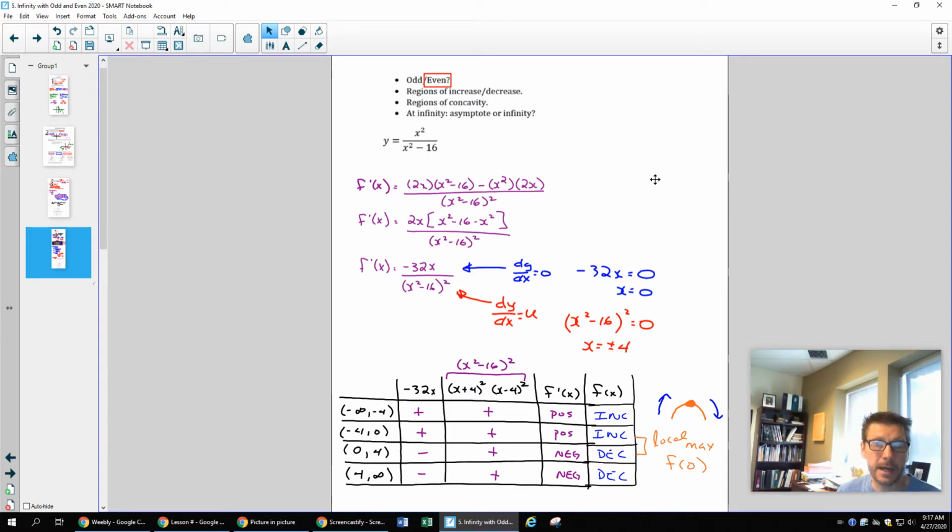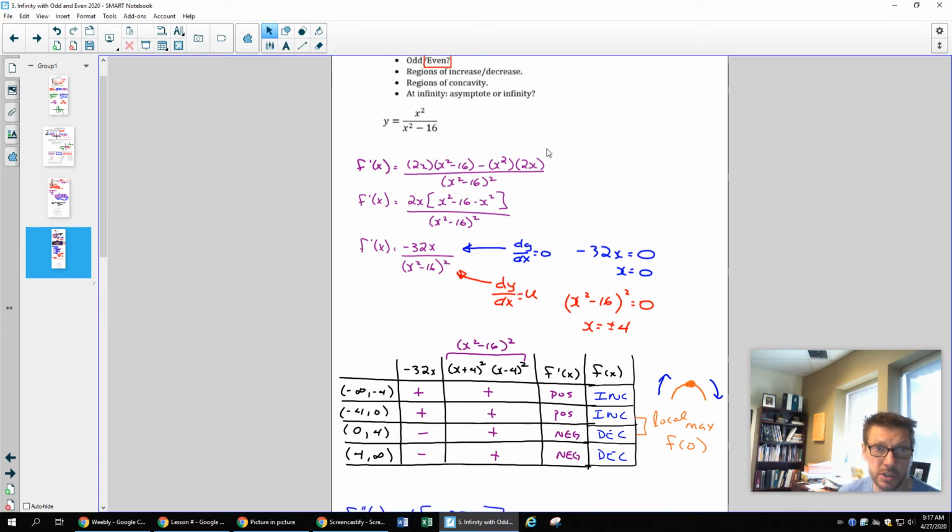All right, first derivative. Well, it's a quotient, so we did the quotient rule, did some common factoring, simplifying, and we get negative 32x and (x squared minus 16) squared on the bottom. So what makes the top equal 0? It equals 0 when x is 0. What makes the bottom equal 0? It equals 0 when you're at plus or minus 4.